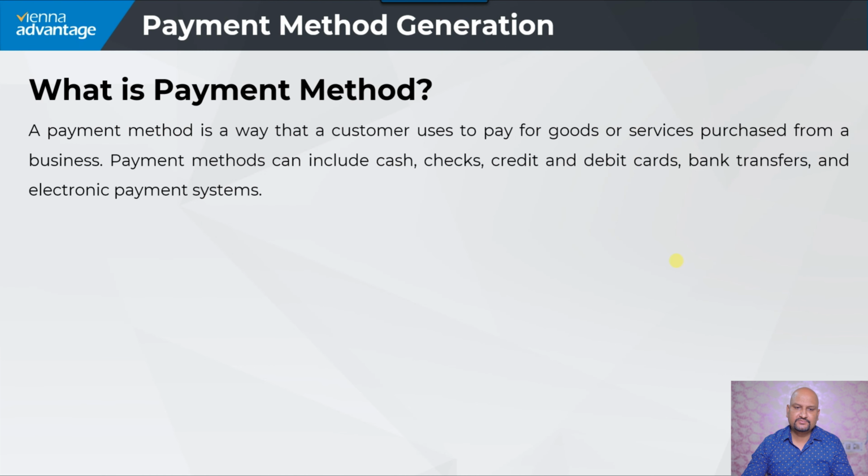A payment method is a way that the customer uses to pay for goods or services purchased from the business. The common payment methods are basically cash, checks, demand drafts, credit and debit cards, bank transfer, electronic transfer, and so on. So there are many types of payment methods available nowadays. These payment methods can be configured within the VA system. Let's move on to the system and see how we can configure the various payment methods into the system.